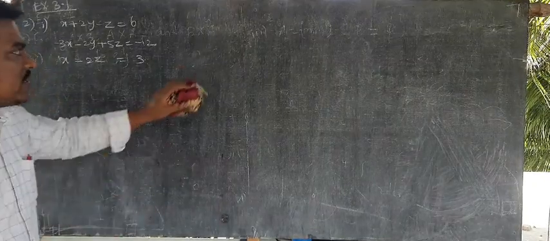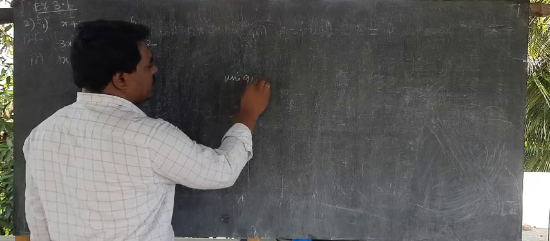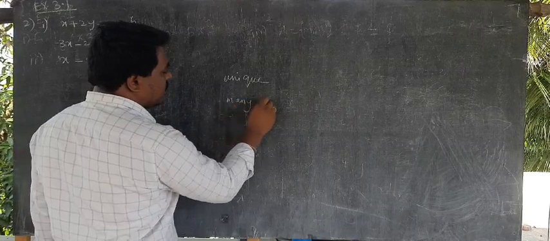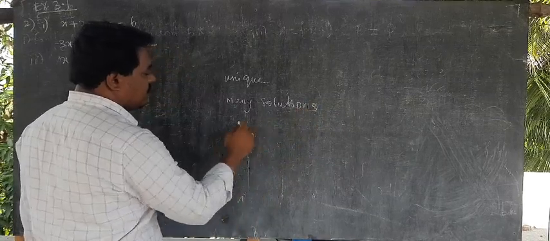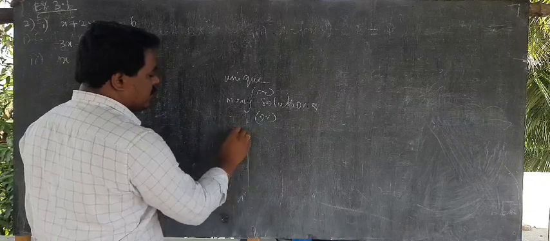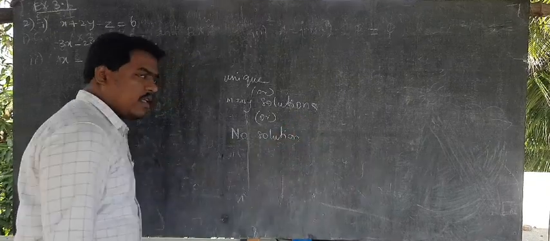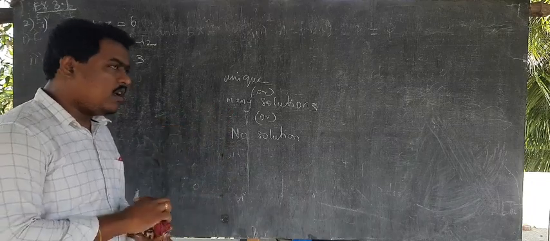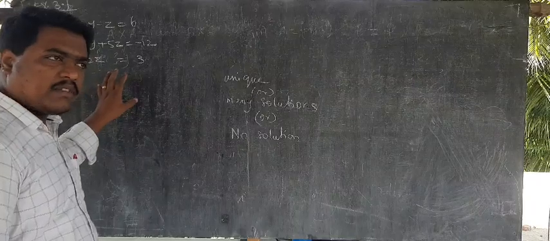So, in this given sum, we need to find whether this is a unique solution, or many solutions, or no solution, right? So what is meant by unique, what is meant by many solutions, what is meant by no solutions? First we solve this sum.